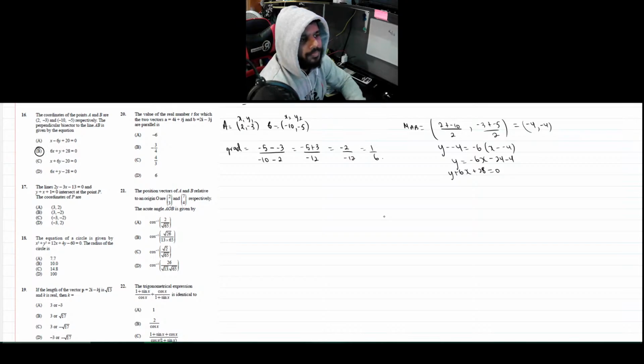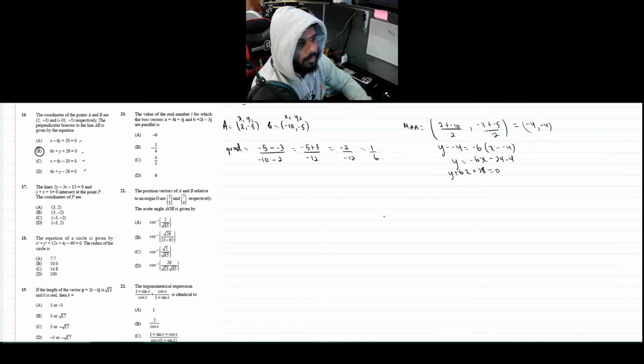B. Now the next way we could do this is that the gradient of the perpendicular bisector is negative 6. So I'm going to check each one of these and see which one will give me a gradient of negative 6. It just so happens that B and D will give me a gradient of negative 6. It is not enough information. So we need to check and see if the midpoint actually satisfies B or D, and you'll get an answer.